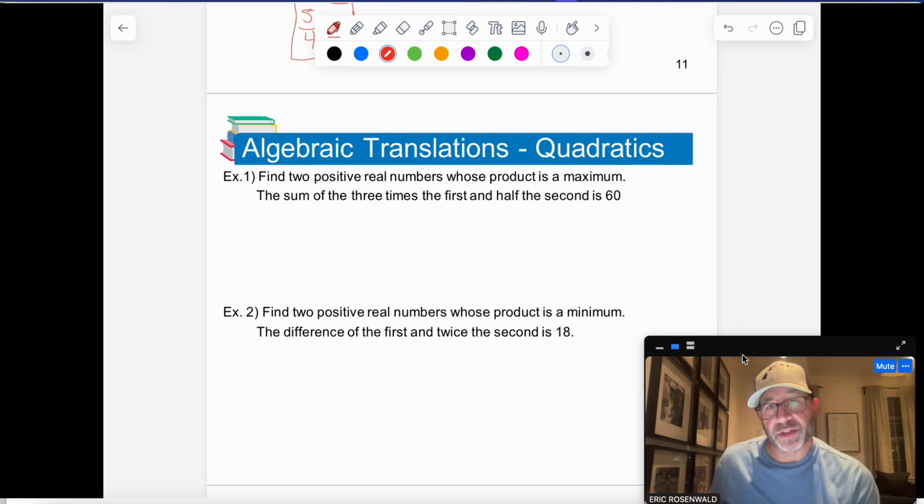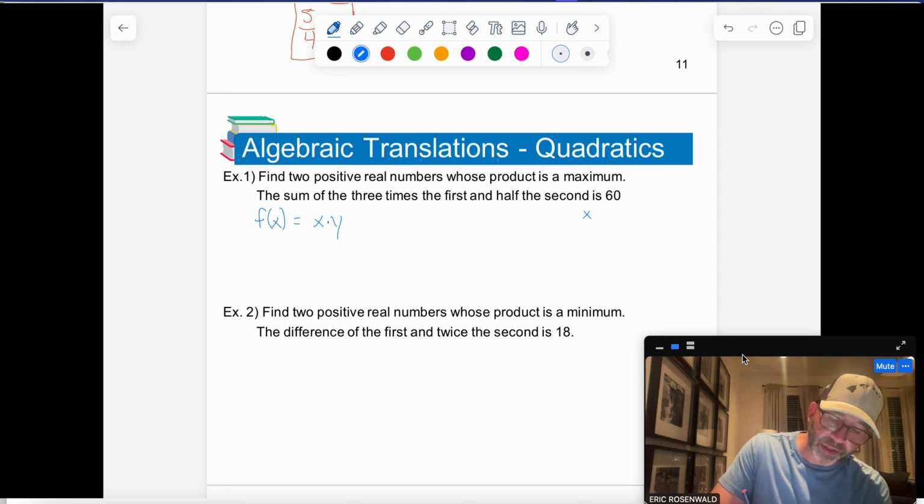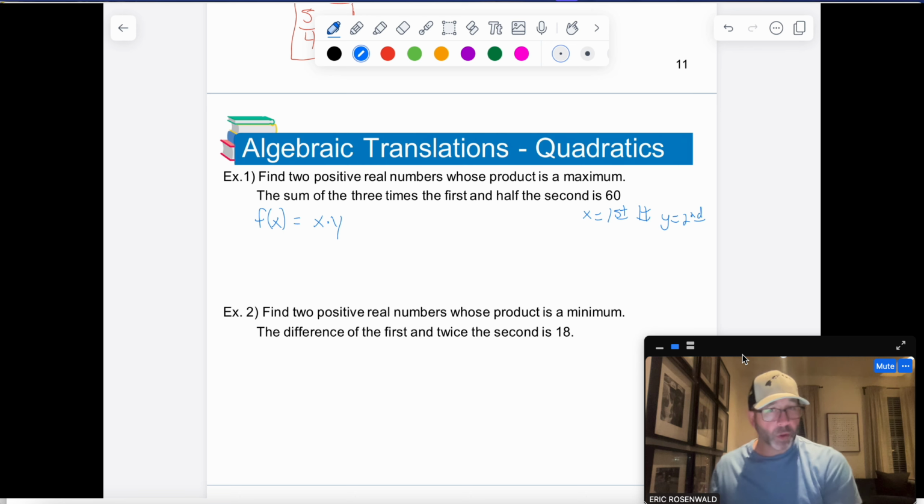So for this one, it says find two positive real numbers whose product is a maximum. So the function f of x is going to equal x times y. Here's what I'm doing. I'm saying that x equals the first number and y equals the second number. Okay, so let's go ahead and set this up. We have that the product is going to take place, and from this picture we're going to have a max.